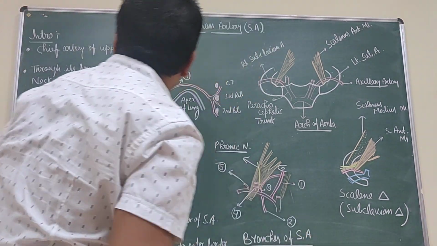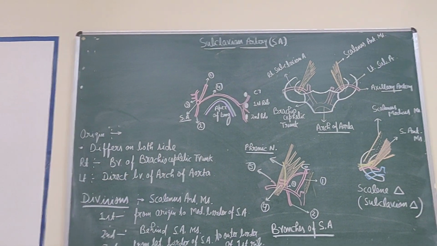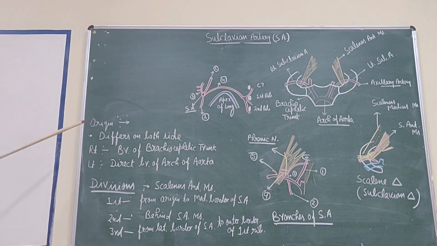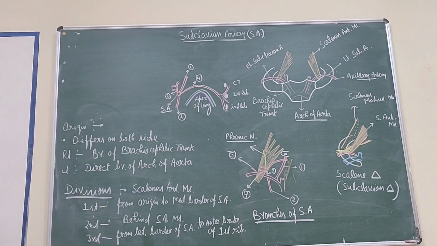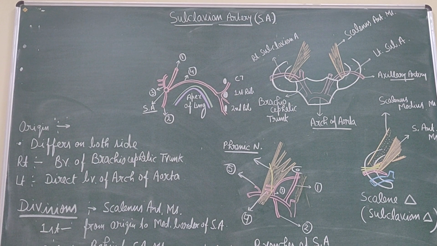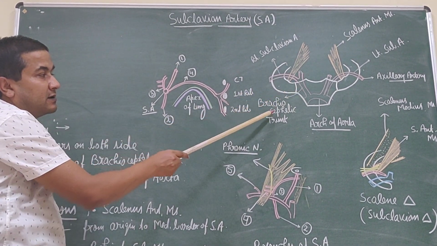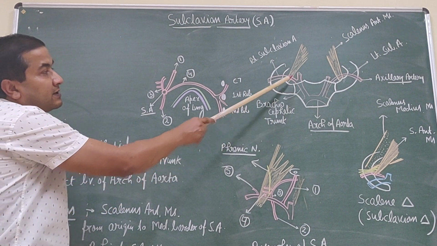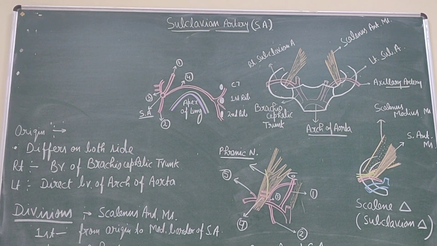Now, the origin. Compare the origin on both sides of the subclavian artery. Like the common carotid artery, it differs on both sides. On the right side, it is a branch of the brachiocephalic trunk behind the right sternoclavicular joint.